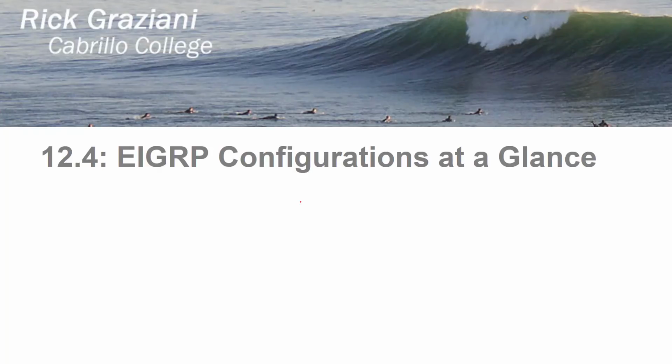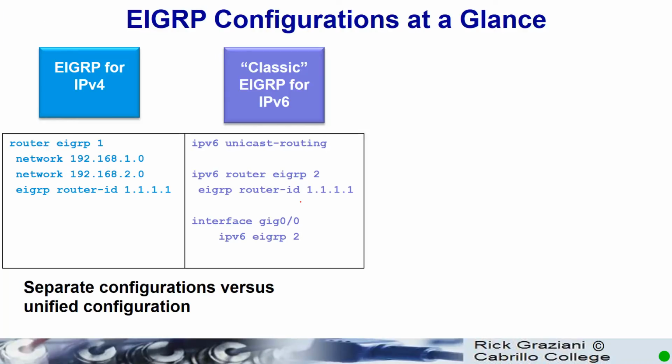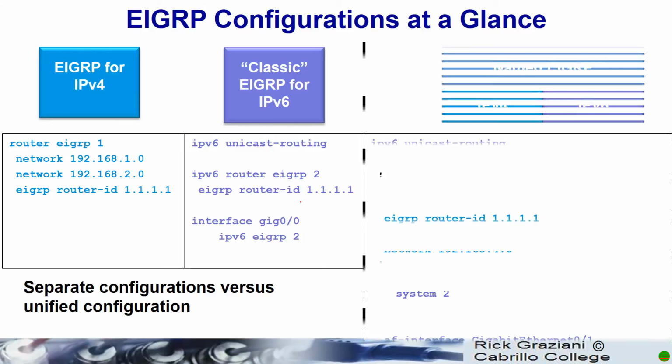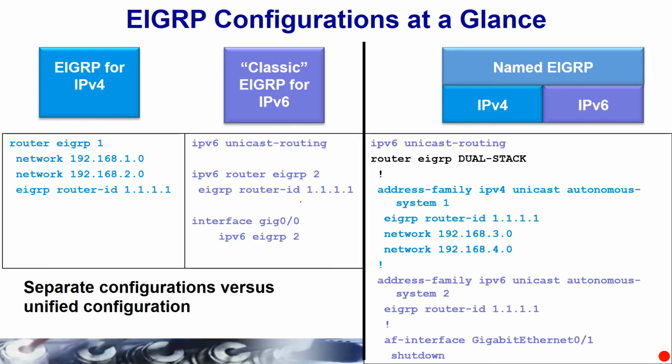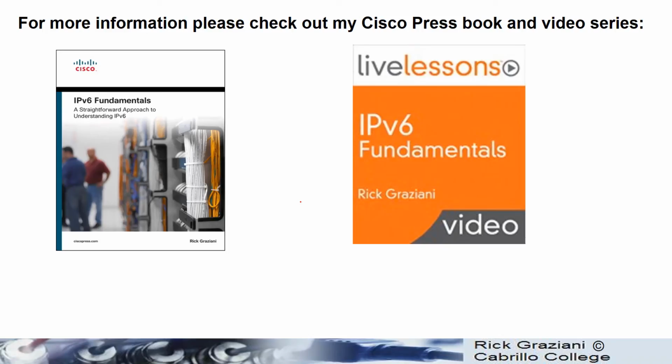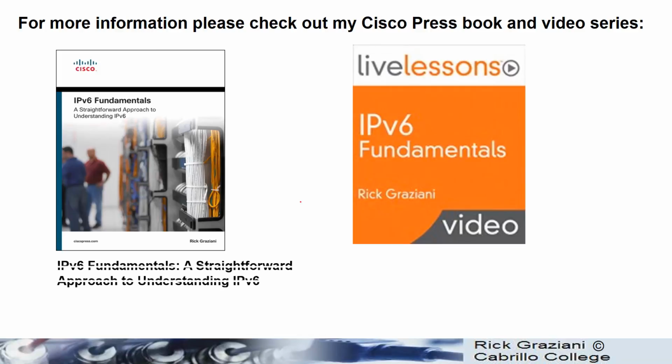All right, so let's look at EIGRP configuration at a glance for review. Again, here we have IPv6 and IPv4 for both EIGRP, and we now have the named version. We can do either or, we can do named. That's the end of this chapter. We have one chapter left, and we're going to talk about OSPF.